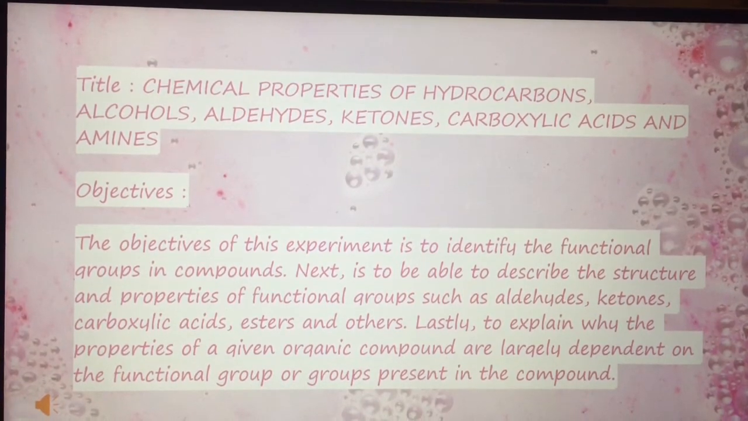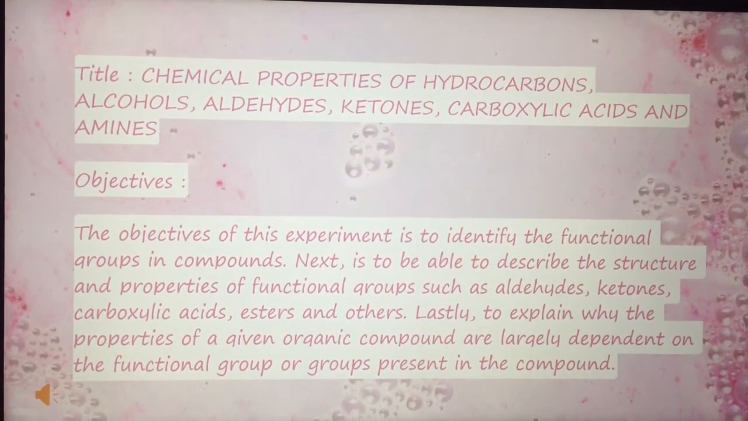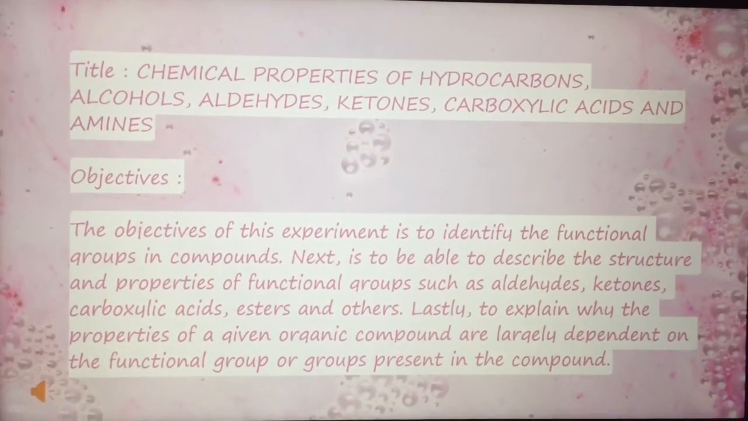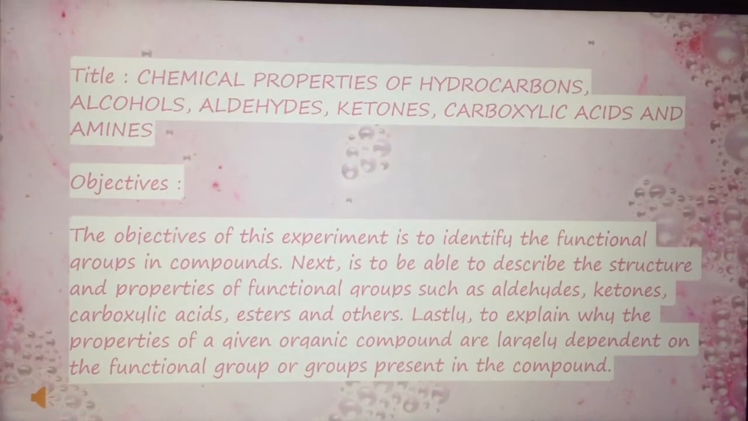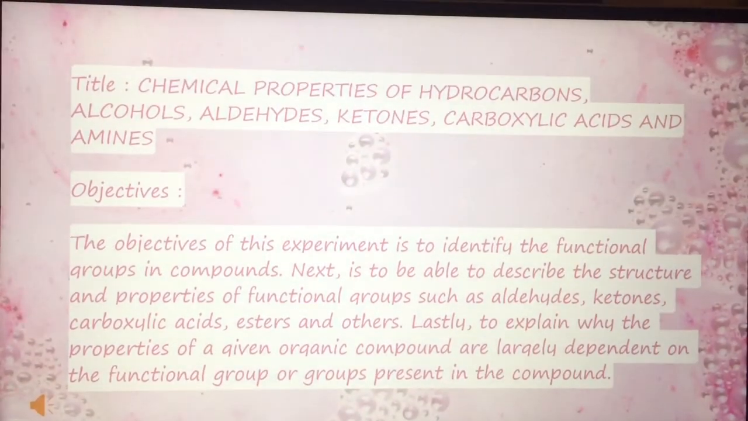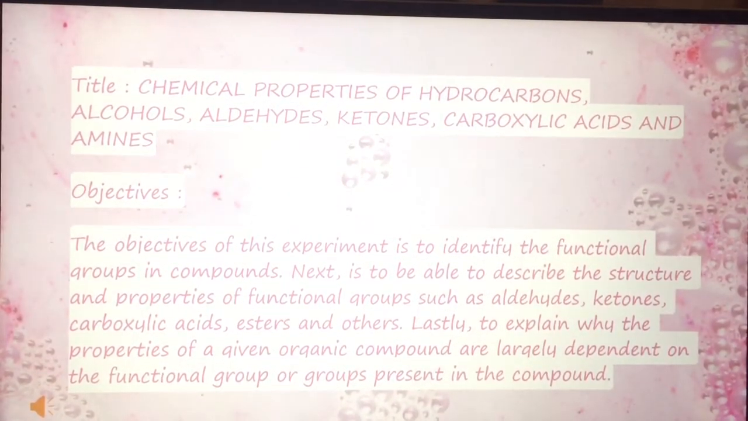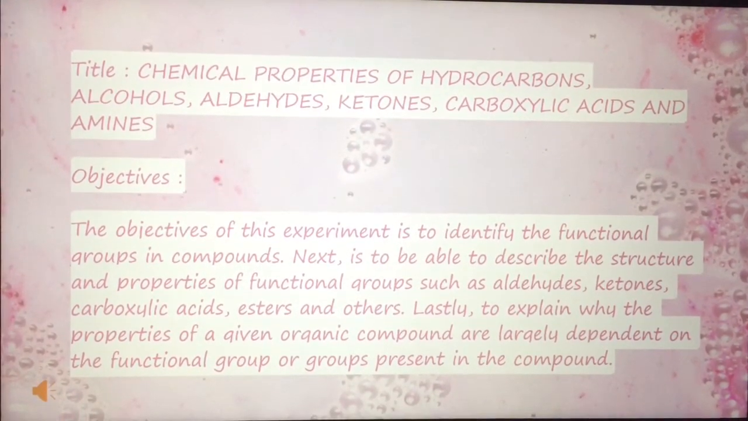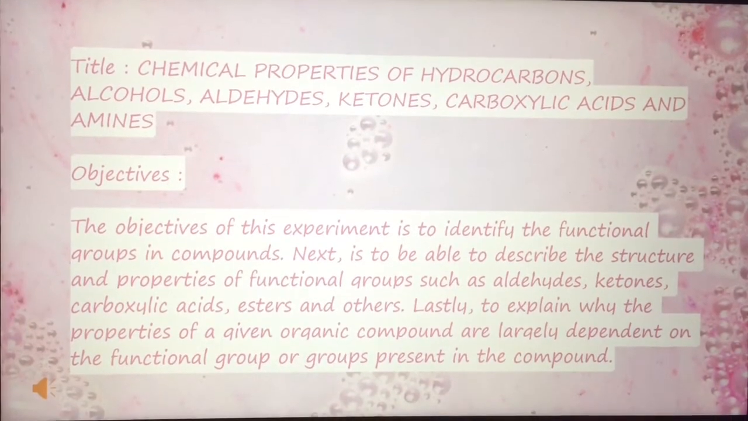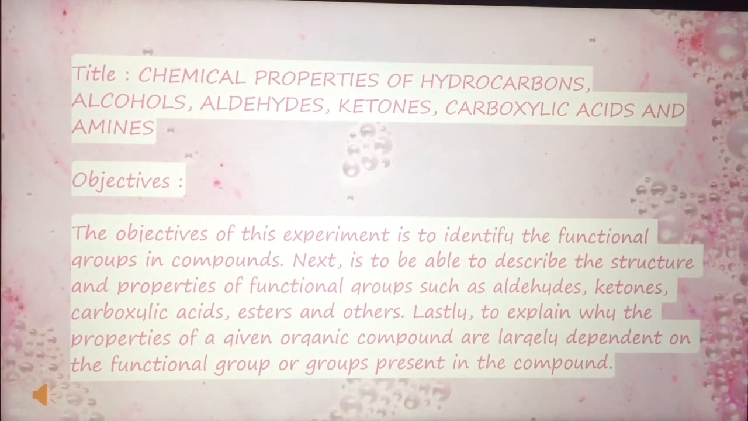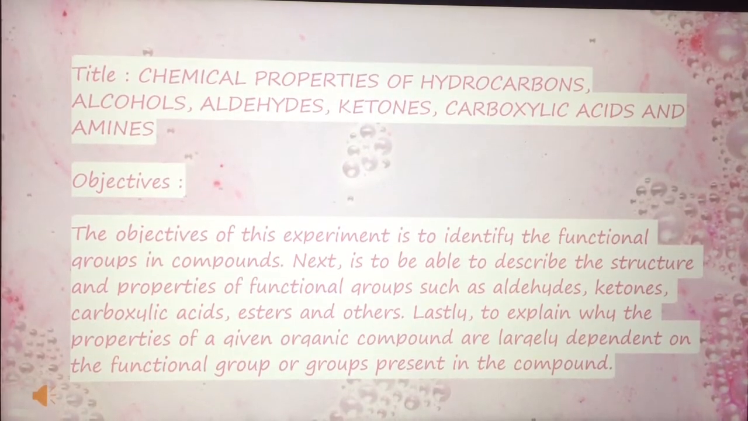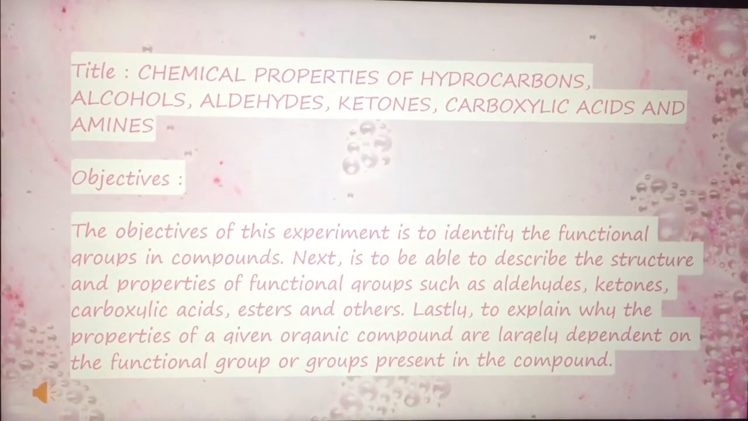So first of all, we're going to start with the title of the experiment. The title is Chemical Properties of Hydrocarbons, Alcohols, Aldehydes, Ketones, Carboxylic acids and amines. The objectives of this experiment are to identify the functional groups in compounds, to be able to describe the structure and properties of functional groups such as aldehydes, ketones, carboxylic acids, esters, and others, and lastly to explain why the properties of a given organic compound are largely dependent on the functional group or groups present in the compound.